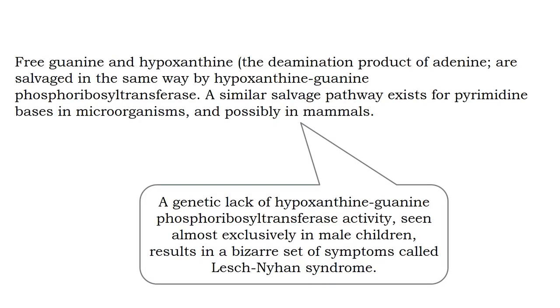Next, this free guanine and hypoxanthine, the degradation products of adenine, are salvaged in the same way by the hypoxanthine guanine phosphoribosyl transferase. A similar pathway also exists for pyrimidine bases in the microorganisms and possibly in some mammals. A genetic lack of this HGPRT activity is seen almost exclusively in male children, and results in a bizarre set of symptoms which is called Lesch-Nyhan syndrome. So in case of male children, if there is a lack of this HGPRT enzyme, then definitely it leads to a set of symptoms which are called Lesch-Nyhan syndrome.